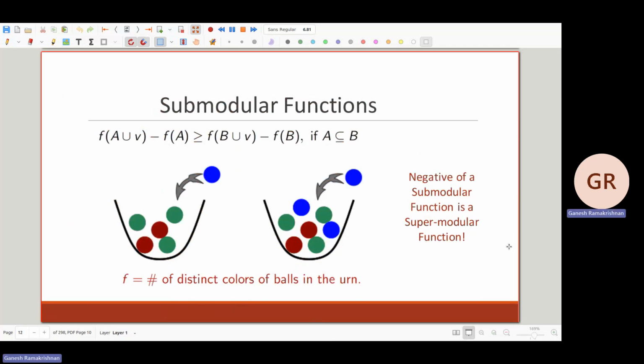Okay, and the simplest example here is presented in the form of an urn and balls in the urn. Each ball has a different color. So there are green and blue and red balls. Now, if F is the number of distinct colors of ball in each urn, in the first urn, let's say my urn on the left hand side is A. It's called the subset of balls here as A, and the ball that I'm adding, the blue ball that I'm adding, is the element V.